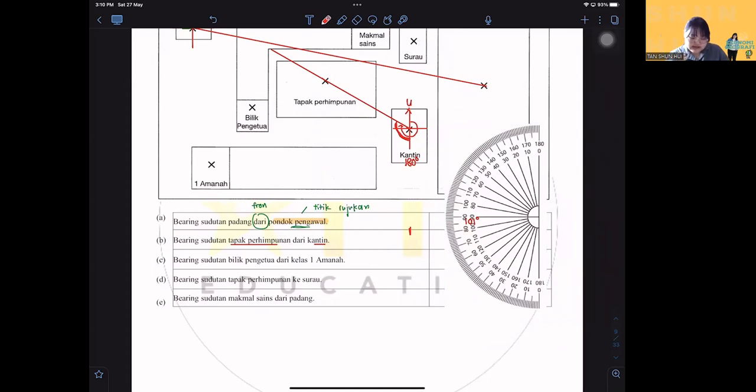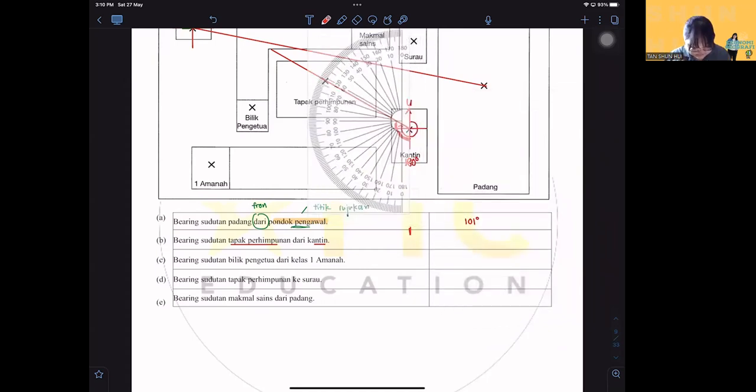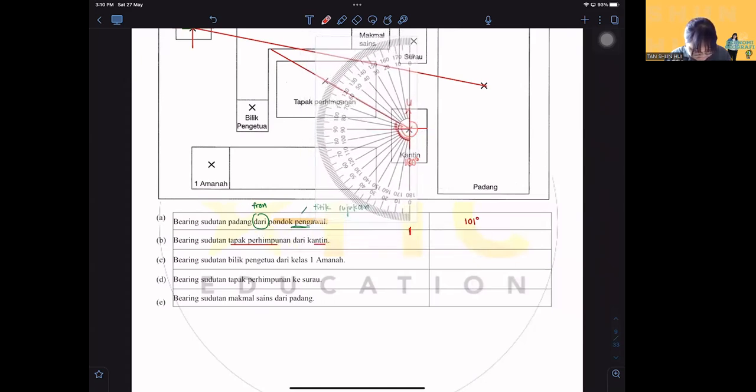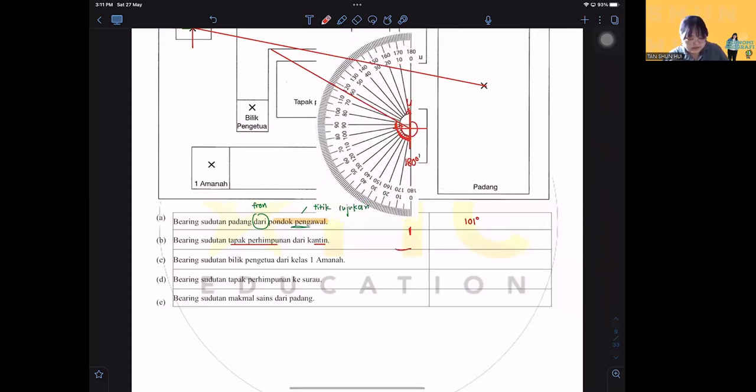Okay, how much is this area? So how are you going to read this? I put it here. Sorry, my ruler is a bit slanted. Okay, remember how you're going to read? You always read from zero, but you're going to read from the bottom going up. Why? Because just now I measured until here already. So I measure up from here. So you will get how much?